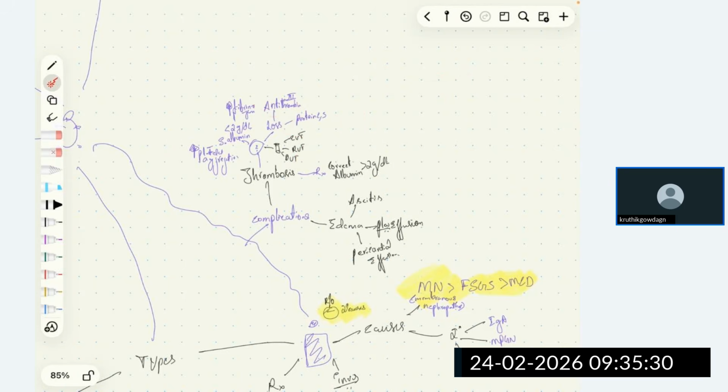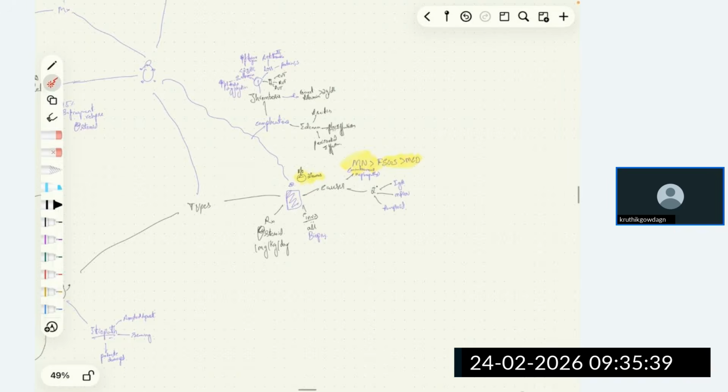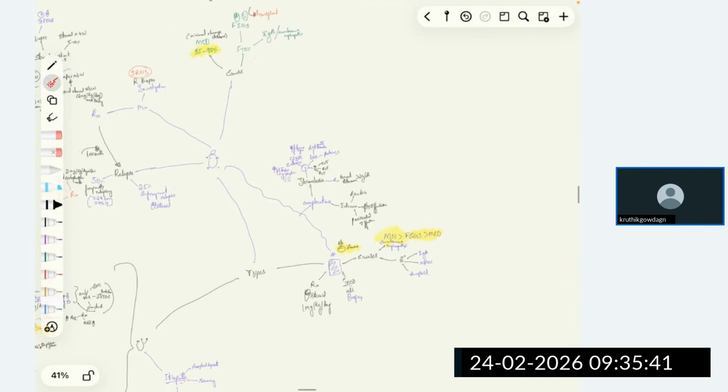How to correct thrombosis? We correct thrombosis by giving albumin. We should maintain albumin levels more than 2 gram per deciliter by giving IV infusions. These are clinical manifestations and complications of nephrotic syndrome.